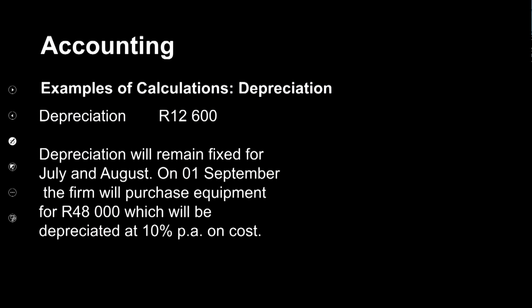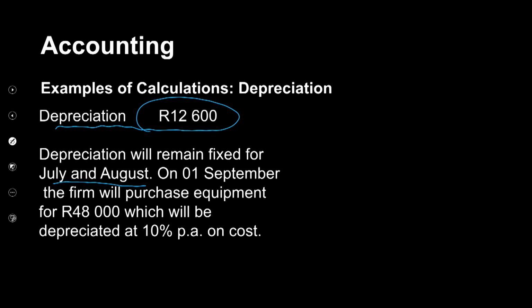The next one that we have here is the depreciation, right? You are told that your depreciation for the year, annual depreciation, was 12,600, right? Then depreciation will remain fixed for July and August. The depreciation for July and August will be fixed, meaning no change. It was the 12,600, which was the annual figure, right?